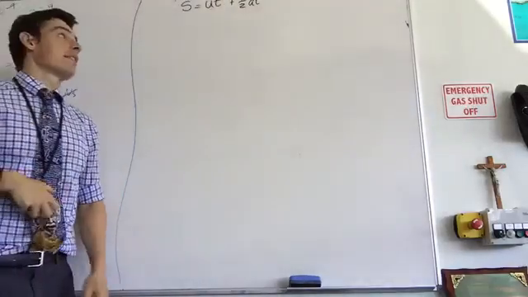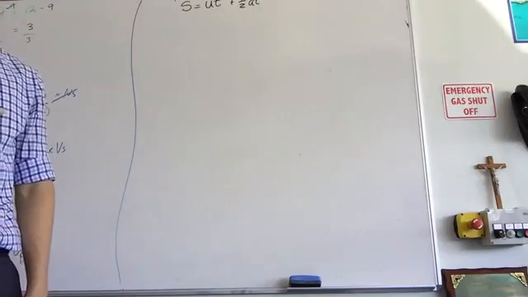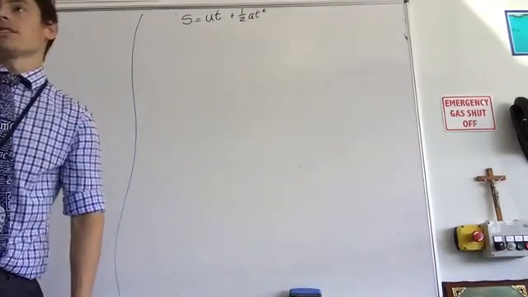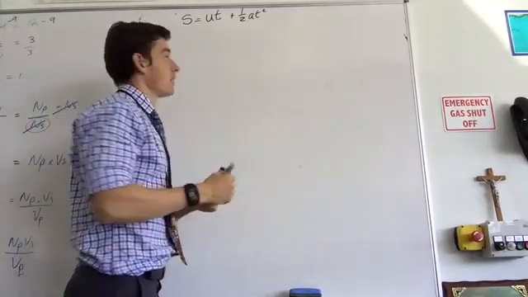So we're going to look at the equation. No, that's not what I wanted. S equals ut plus half at squared. Specifically looking for the variable a.